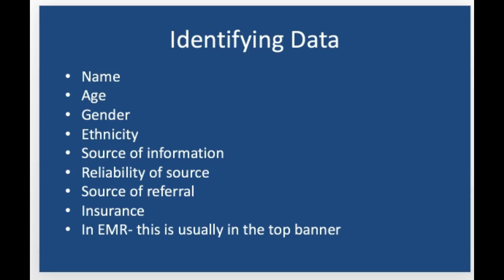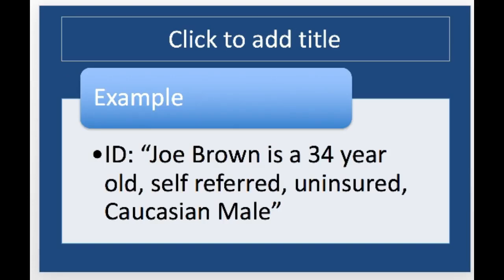You also want to potentially talk about the reliability of the source, if they're a good historian or a poor historian. The source of referral, referred by Dr. Ham for geriatric assessment, or whoever brought the patient in, and that's an area that doesn't always have to be addressed. Sometimes the insurer information will be here. In an EMR or an EHR, the electronic health record, this information is usually in the top banner, so you can just import that into your note.